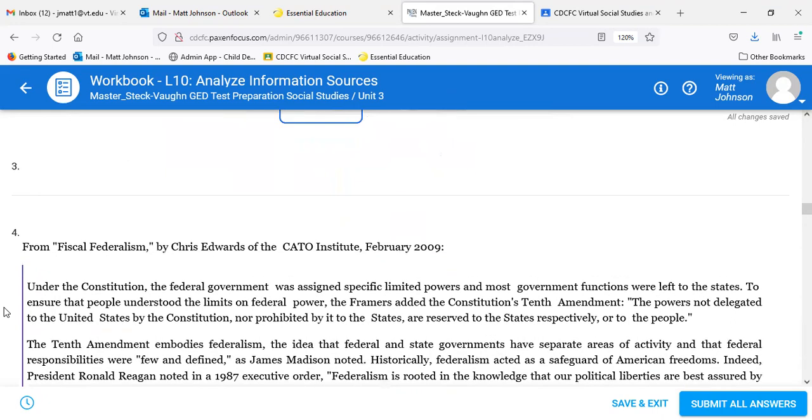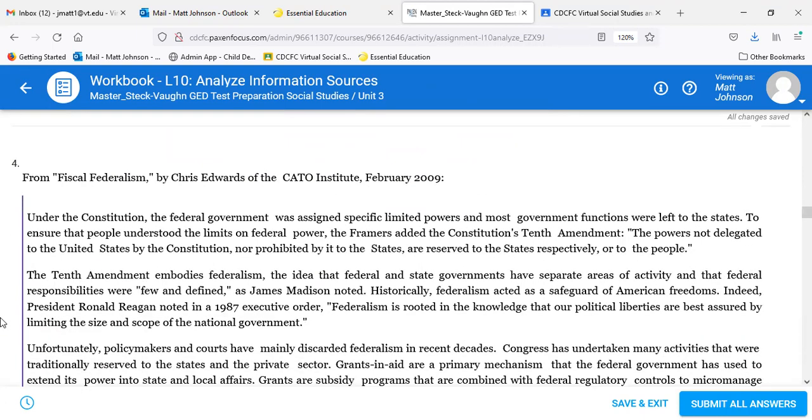Okay. And we have Fiscal Federalism by Chris Edwards of the Cato Institute. Let's see here. Grace, would you like to read? How about taking the first two paragraphs for us?